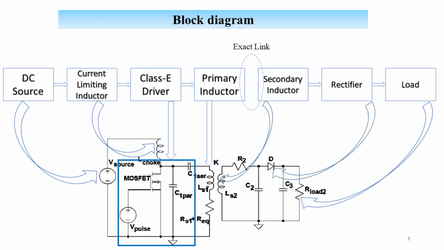This is the high-level block diagram of our proposed system. A DC source feeds a Class E driver via a current-limiting inductor, or choke coil. The driver excites the primary inductor, which wirelessly transfers power to the secondary. The received AC is then rectified and filtered to produce a stable DC output for the load. The circuit diagram below shows our implementation, highlighting the key components we will design: the choke coil, L_choke, the Class E network, C1 PAR, C1 SIR, LS1, and the secondary resonant tank.